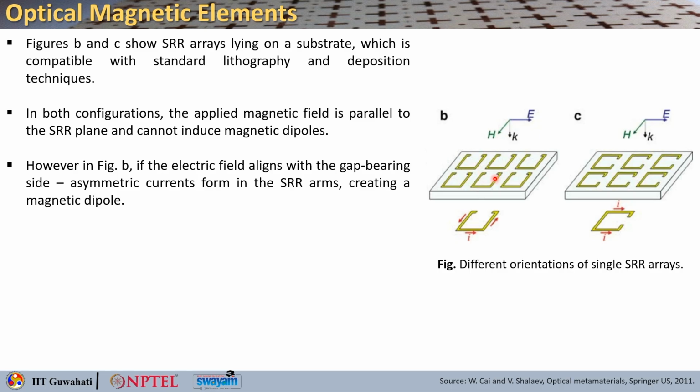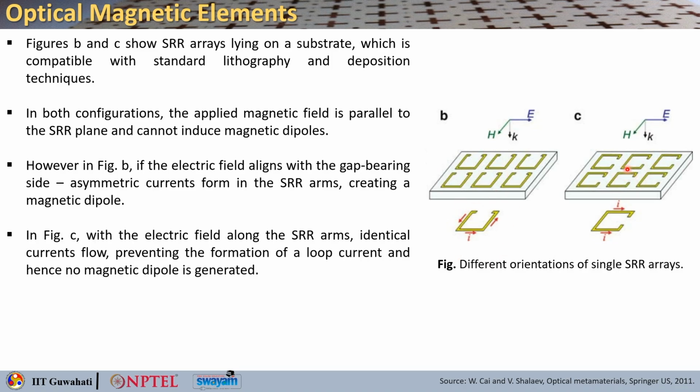So, who is inducing the magnetic dipole in case B? That is the electric field, because this electric field which is aligned to the gap bearing side induces asymmetric currents in the split ring resonator arm, okay, and that is giving you the magnetic dipole.